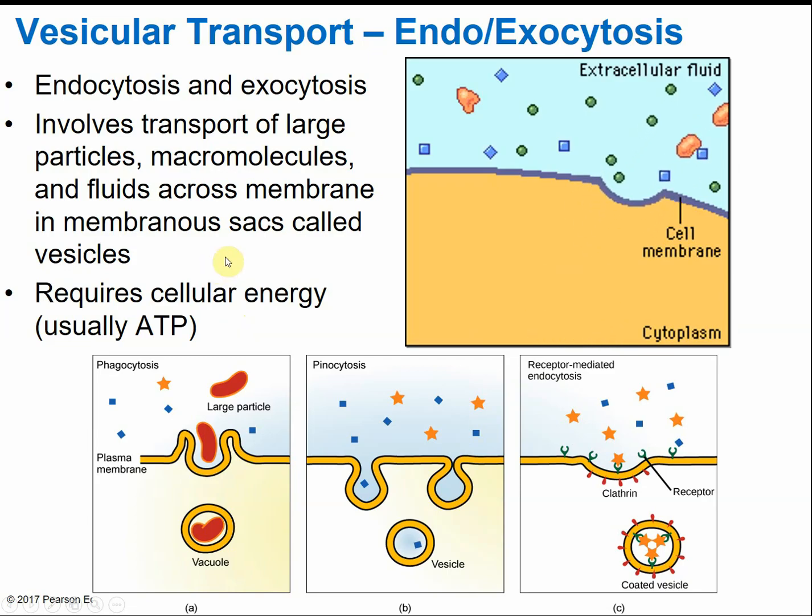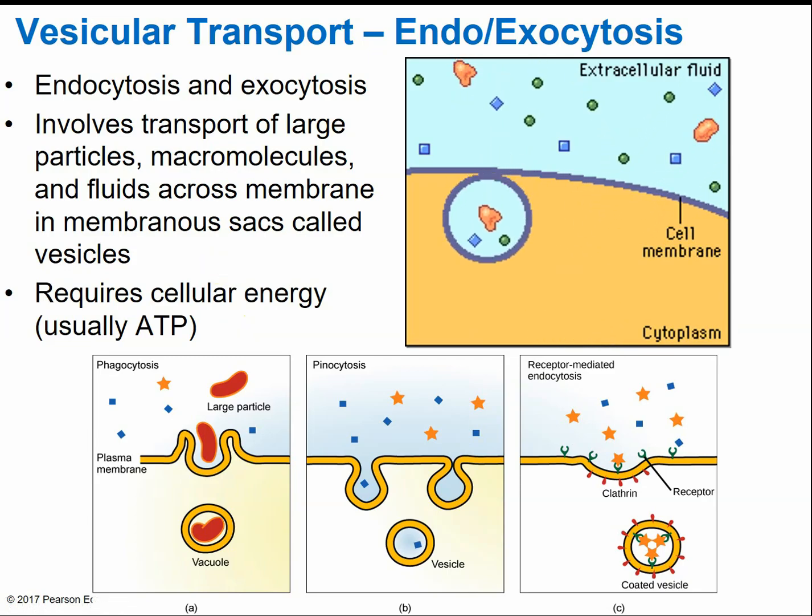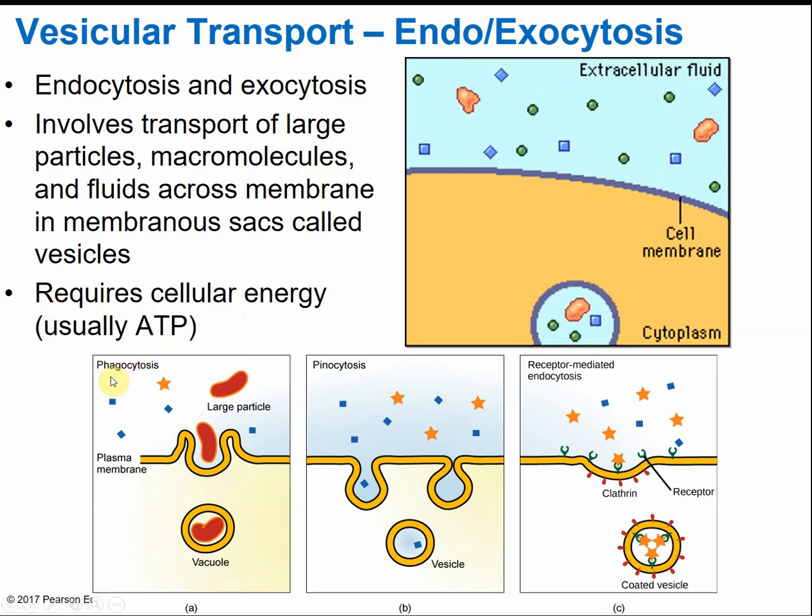So there's three types of endocytosis depending on what we're trying to bring into the cell. So in phagocytosis, this is kind of like cell eating. Like an immune system cell will eat a bacteria. So it will extend portions of the plasma membrane out and engulf and wrap around the large particle, bringing it inside the cell into a vacuole or a vesicle.